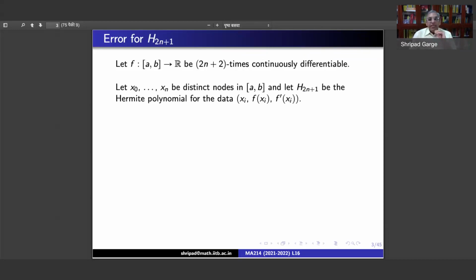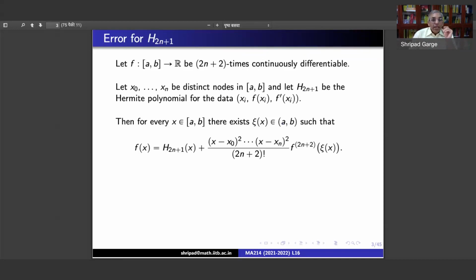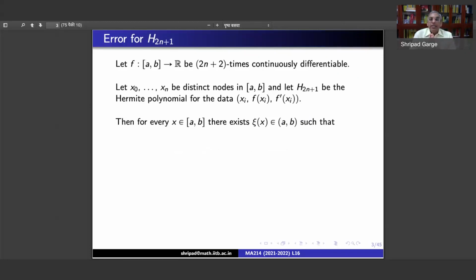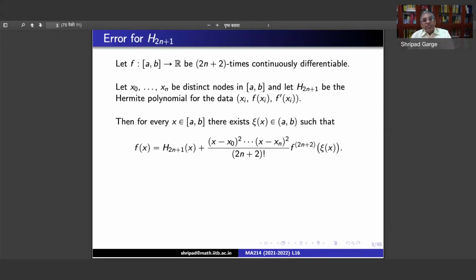So we have these data given to us, and then for every x in the closed and bounded interval AB, there is some xi x in the open interval AB with the property that the error, which is f of x minus h2n plus 1 of x, is of this particular form: x minus x0 whole square, dot dot dot, x minus xn whole square, divided by 2n plus 2 factorial, times the 2n plus 2th derivative of your function evaluated at xi x.